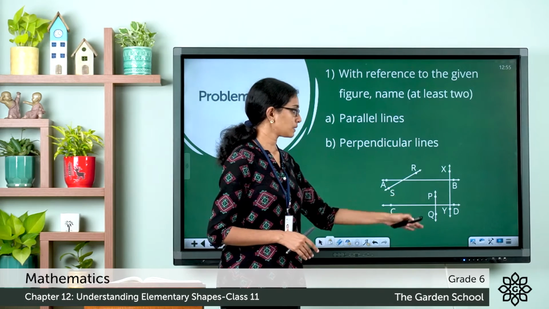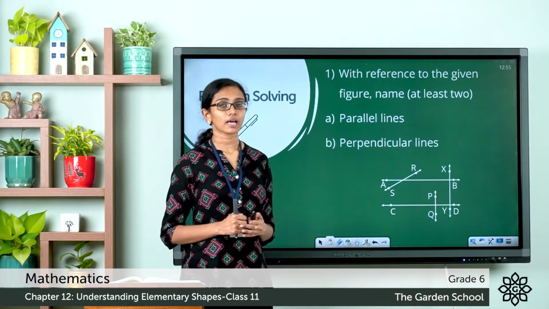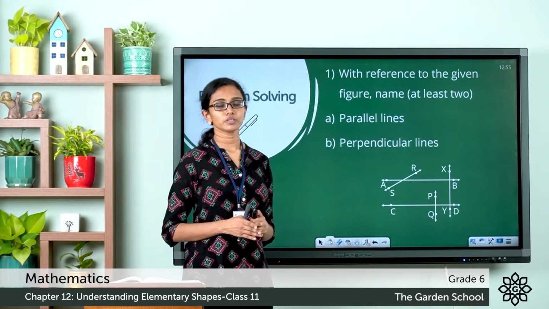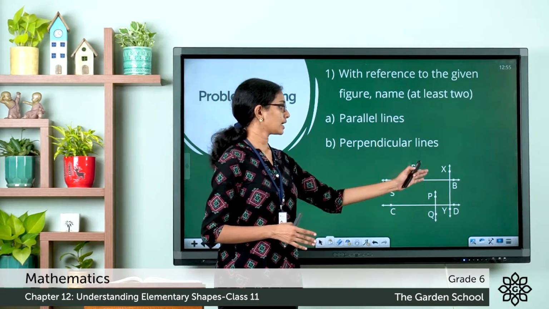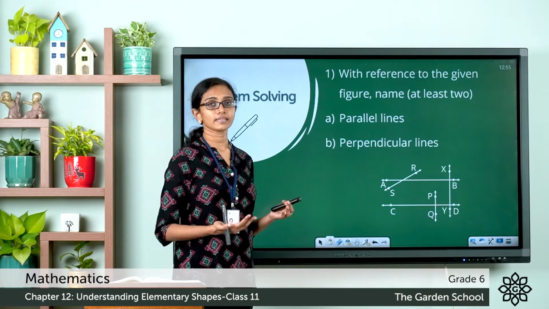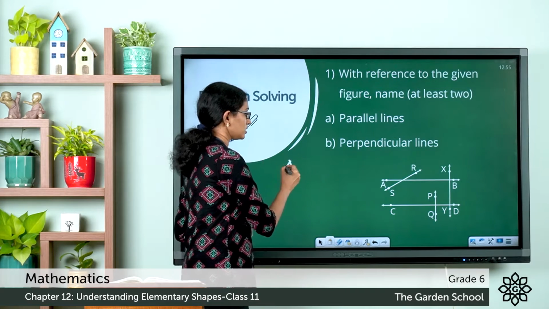lines. Line PQ and line XY are parallel lines. Now, line AB and line XY are perpendicular lines, and line CD and line PQ are perpendicular lines. So how would you write them? I'll show you an example.